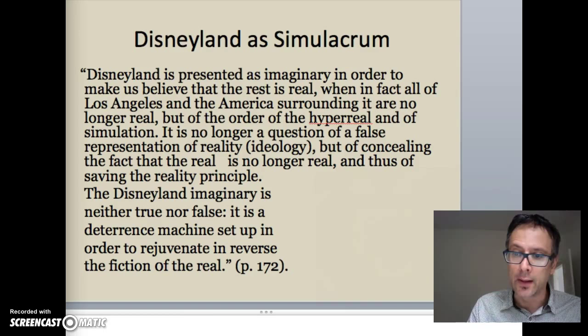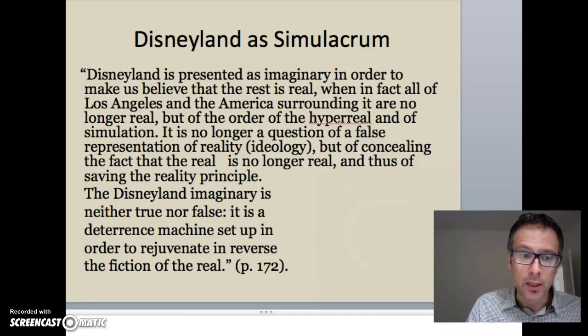we see that Baudrillard defines Disneyland as a simulacrum, and Disneyland is presented as imaginary in order to make us believe that the rest is real, when in fact all of LA and the America surrounding it are no longer real, but of the order of the hyperreal and of simulation. It is no longer a question of a false representation of reality, ideology, but of concealing the fact that the real is no longer real, and thus of saving the reality principle. The Disneyland imaginary is neither true nor false. It is a deterrence machine set up in order to rejuvenate in reverse the fiction of the real.